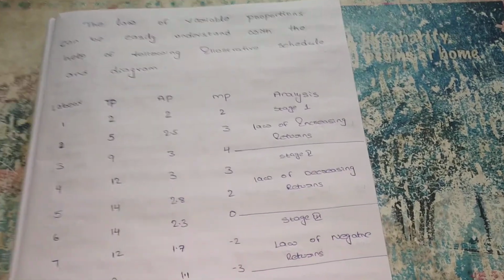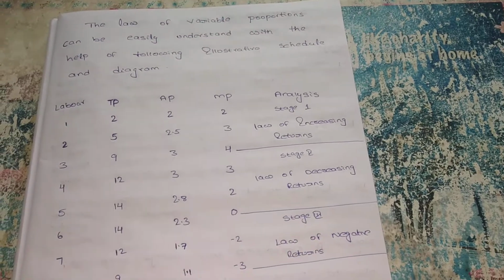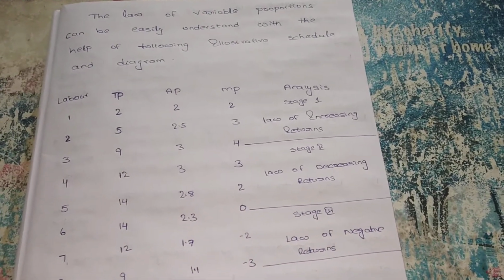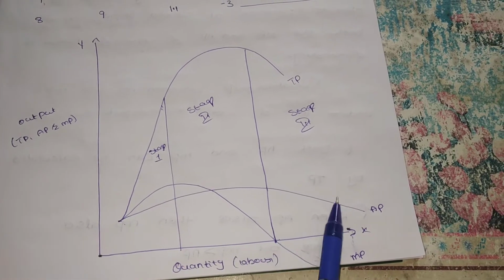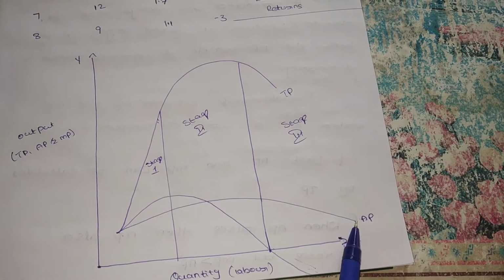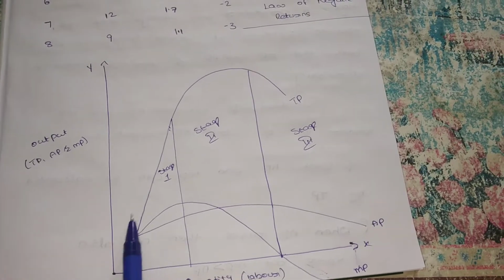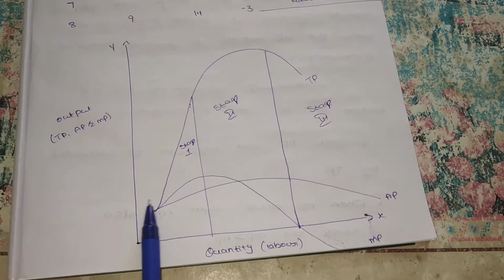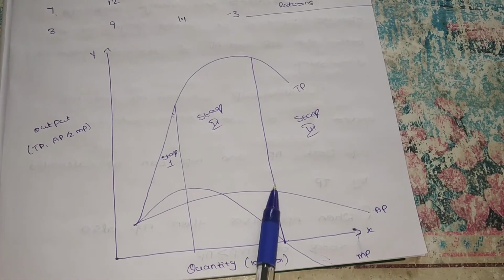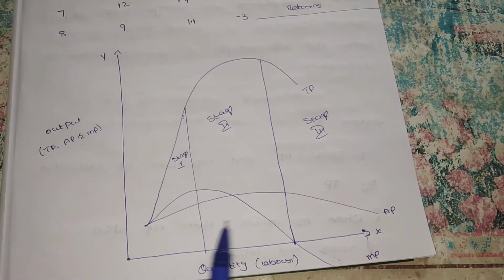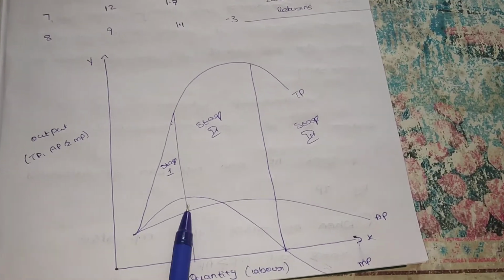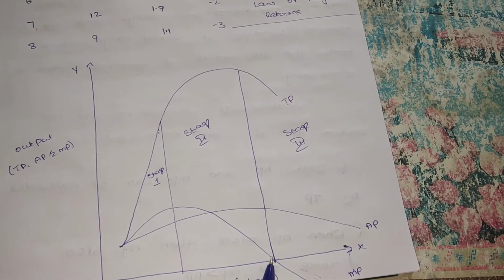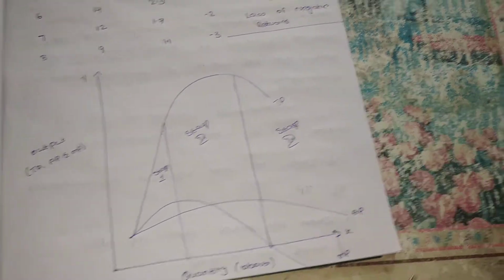So up to one stage it is increasing, up to the second stage it is decreasing, and in the third stage it becomes negative returns. Let's see here the average product. The average product increases, but in the start stage it comes declining. When considering the total product, it completely increases. When it comes to the average product, in the first stage it increases, and in the second stage it also increases. In the third stage it declines, but the average product does not become negative. But the marginal product in the first stage increases, in the second stage it decreases, and in the third stage it becomes negative.